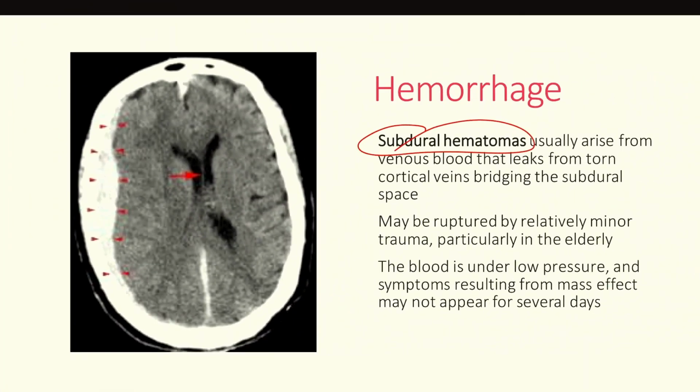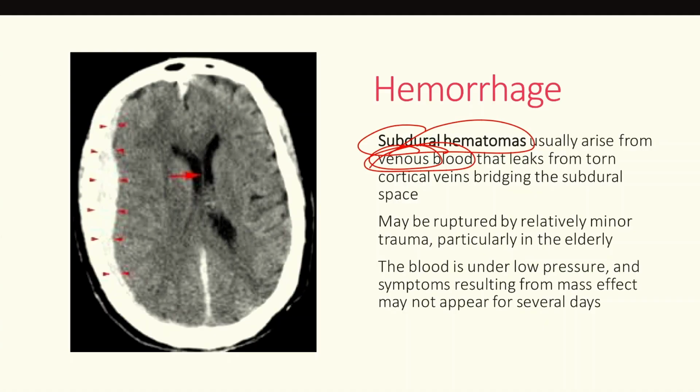This is your subdural hematoma. This usually arises from venous blood that leaks from these torn cortical veins, bridging the subdural space. So subdural, under the dura layer, above the arachnoid layer. But these ones are due to veins. This happens a lot in elderly people. We talked about how with aging, there's a normal response for the cortex to shrink a little bit, right? And with Alzheimer's, it's even worse, that cortical atrophy, the brain outside shrinks a little bit.